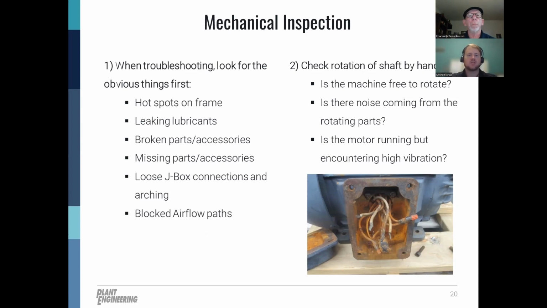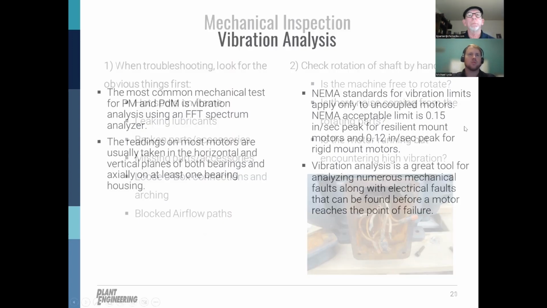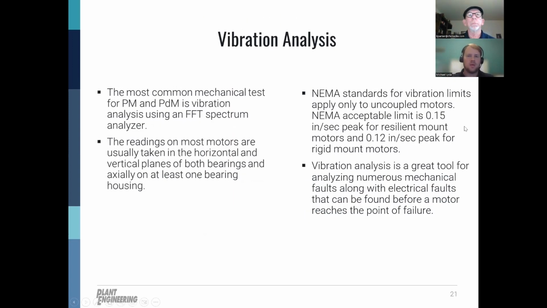And then in some cases, if you do suspect a mechanical issue before it becomes a failure, you notice the high vibration coming from the motor, but it may not be clear where the source of that noise is coming from. In that case, you want to go forward with a little more complex process and take a look at the vibration spectrum with a vibration analysis. So vibration analysis, that's the most common mechanical test for preventative or predictive maintenance.